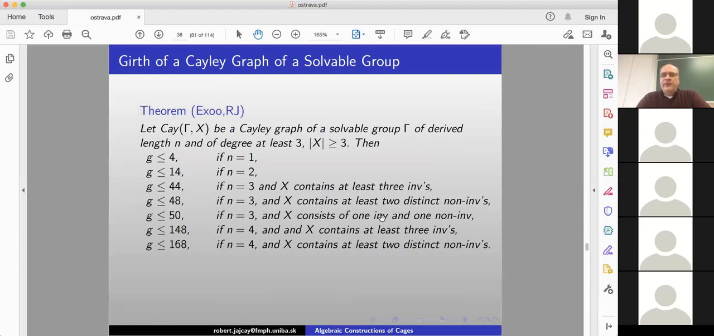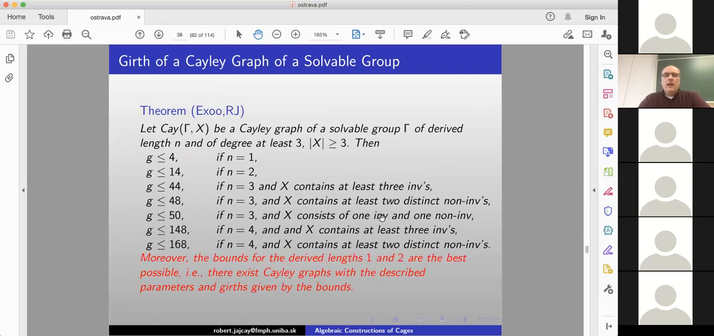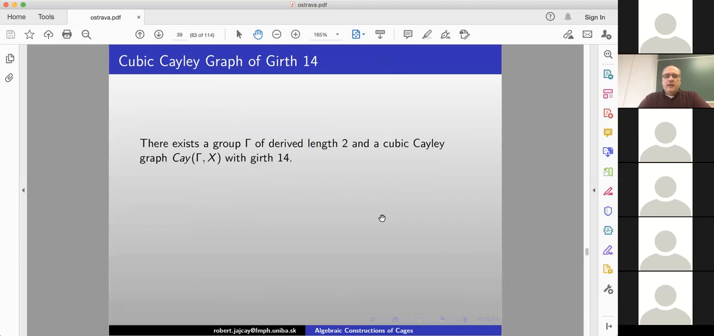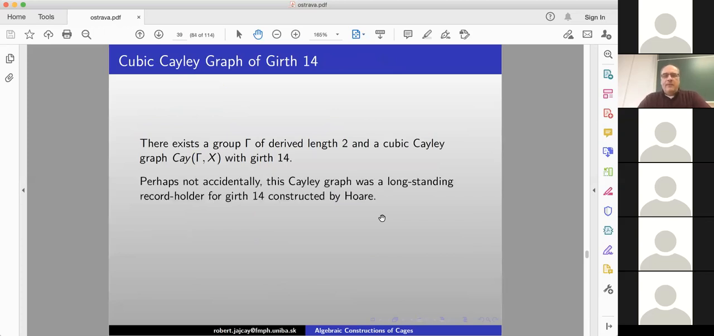Here are more precise numbers which are based on constructions. So again, for some parameters and girth, we have better information, but that was the exponent, the length of the derived series in the exponent. Okay, I had prepared some further examples. This would be a nice example, just to support what I'm talking about.